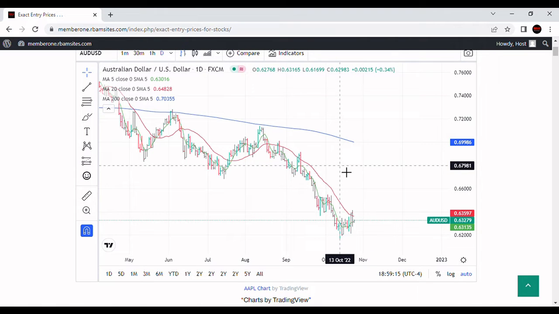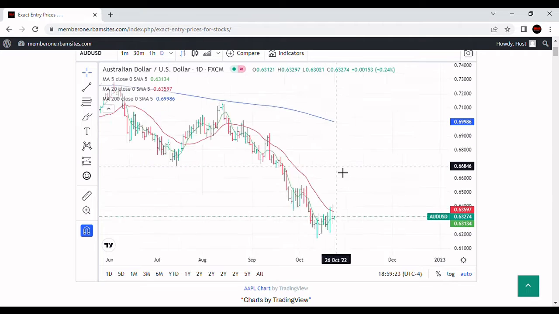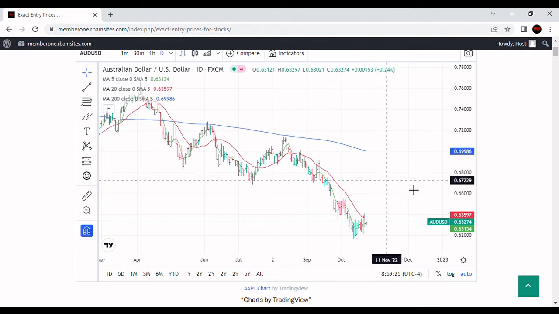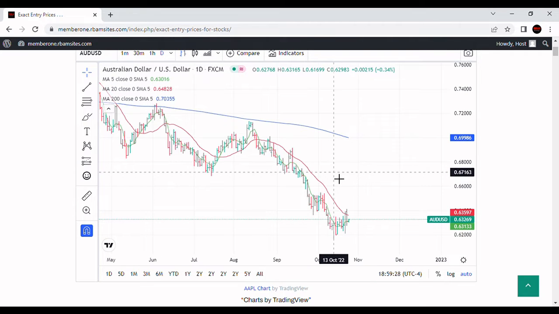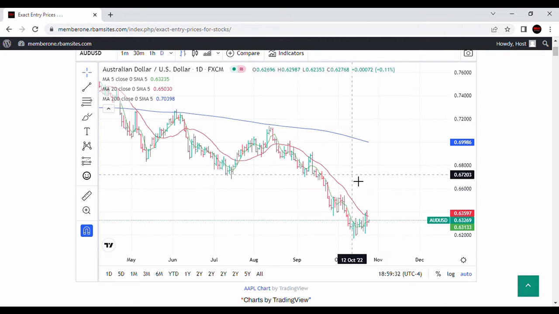This October 13th is suspiciously looking like a bottom. It's clearly in a bear market. Interest rates vastly favor the US dollar over the Australian dollar. So you would think that these currencies will continue to sell off, but it looks like some of them are putting in bottoms, and this is no exception. I would say that this is at least a short-term bottom.